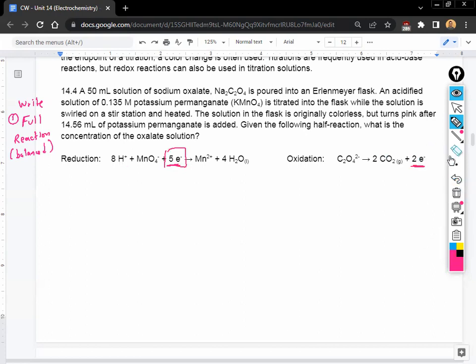So we need to find, you might not like this term, the least common... factor, or the lowest common multiple. The kids know it as finding the common denominator. So what we need to do is turn both the electrons into 10, because that's the closest.